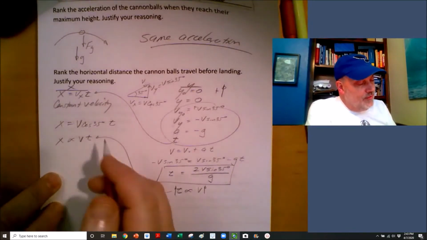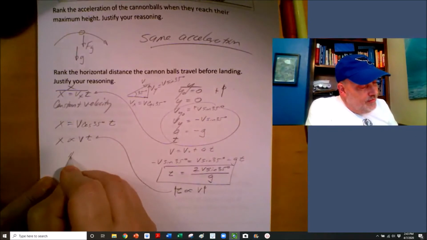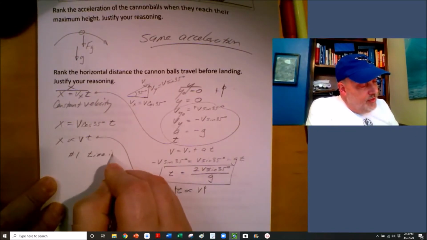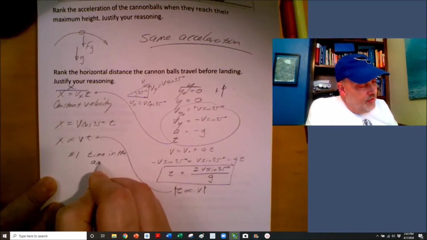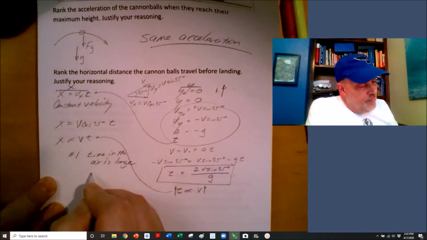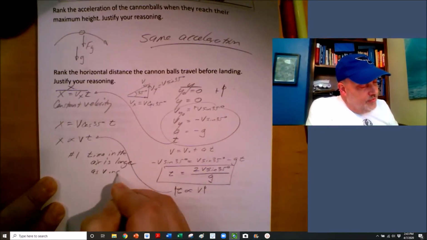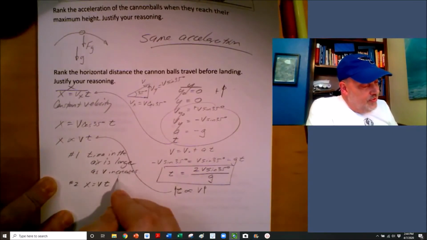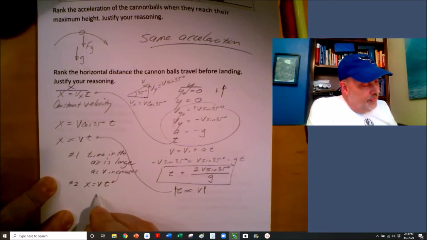There's two reasons. Number one reason is that time in the air is longer as v increases. And then number two, x equals velocity times time. So the time is bigger, and now also the velocity is bigger.